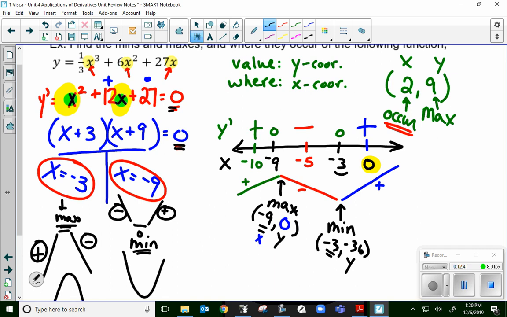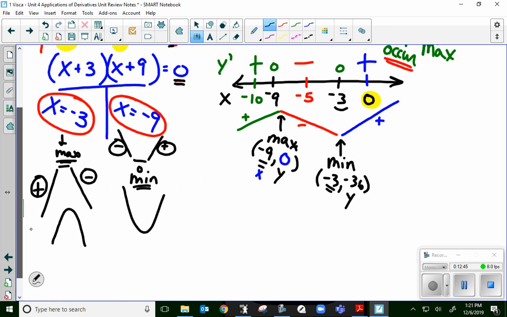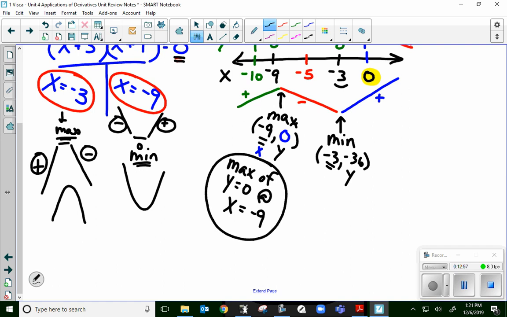Now, because I am the way I am, I like to answer the question based on the way it was asked. I would say there is a max of y equals 0 at x equals negative 9. This is a literal answer to the question. I'm literally responding to the question instead of just showing them a math notation. Here it would have a minimum of y equals negative 36 at x equals negative 3.